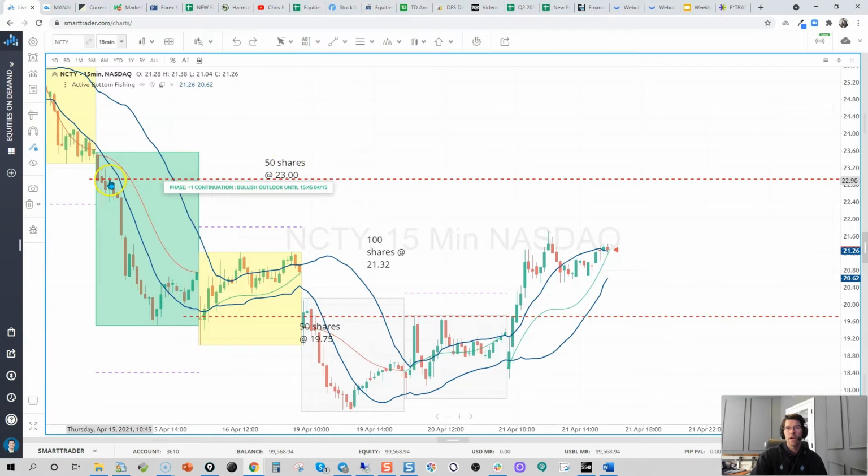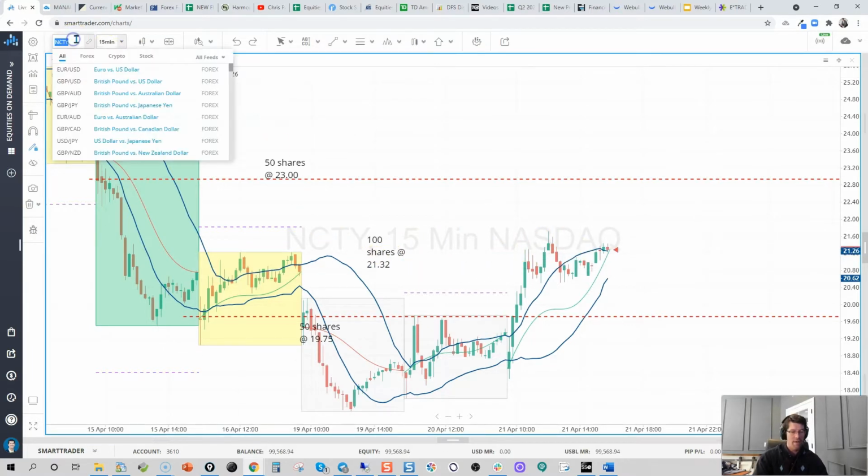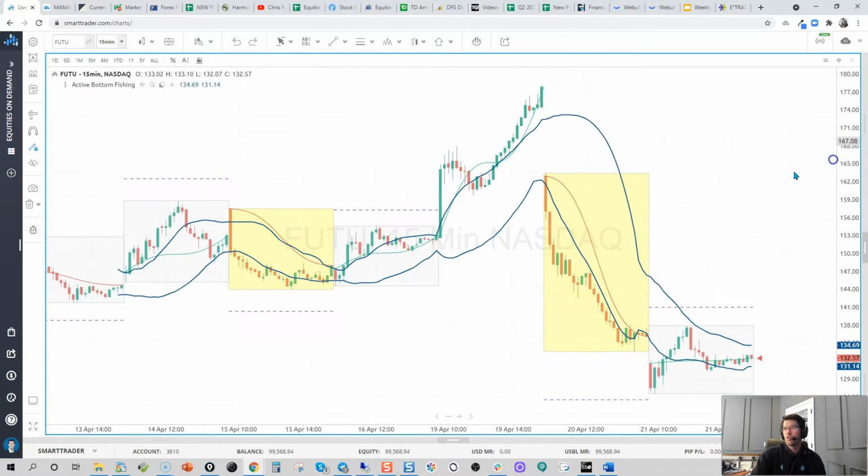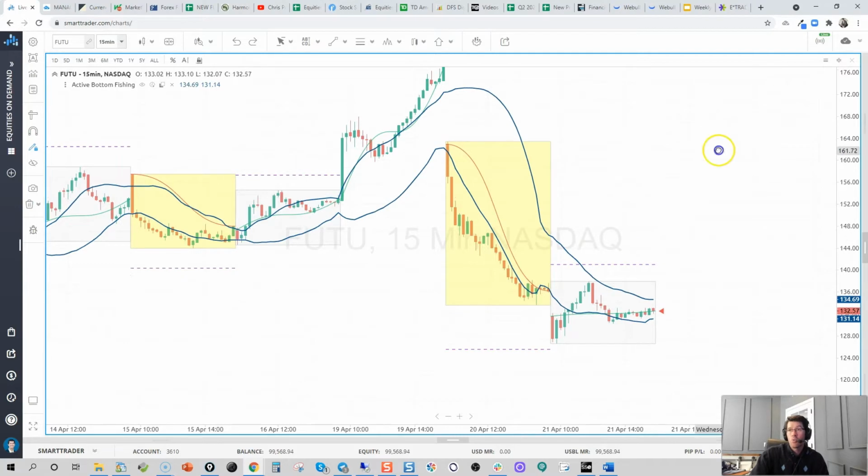I bought it at $23 on a limit, and then I bought it again on the next day around $19.75 and ended up having a break even at $21.32. That did allow me to take some profit here for a few bucks, or at least get out at break even. Not ideal, but then we have the same strategy actually play out really nicely.